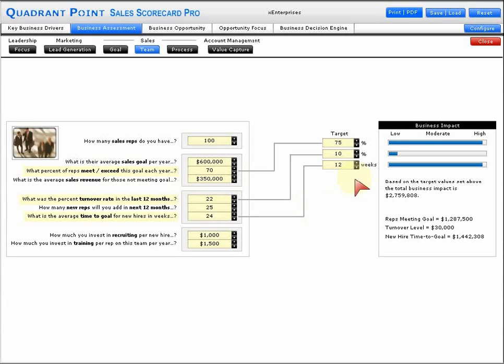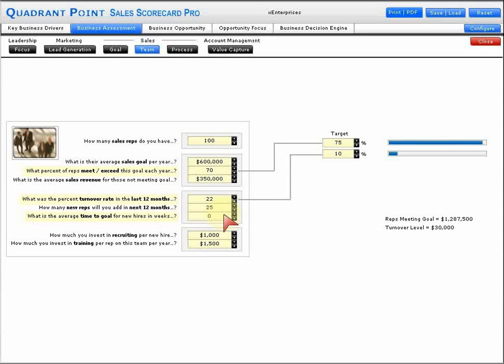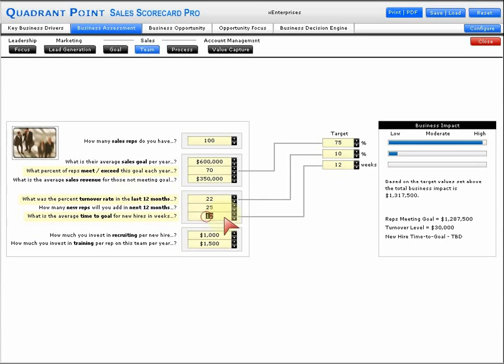How about the sales revenue for people not meeting goal, the 30% below goal? That has an impact. What is the percent turnover? How many new reps added in the next 12 months? Average time to goal. All of these various functions here, and if you want, you can turn those off. You can only focus on the ones that you want to look at. You don't have to look at all of them, as an example. So you can go through and see each one that you want to look at.